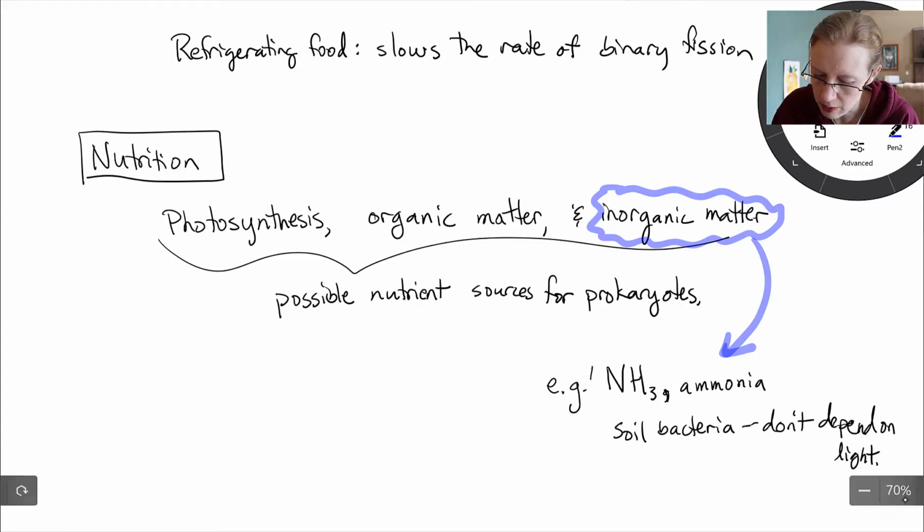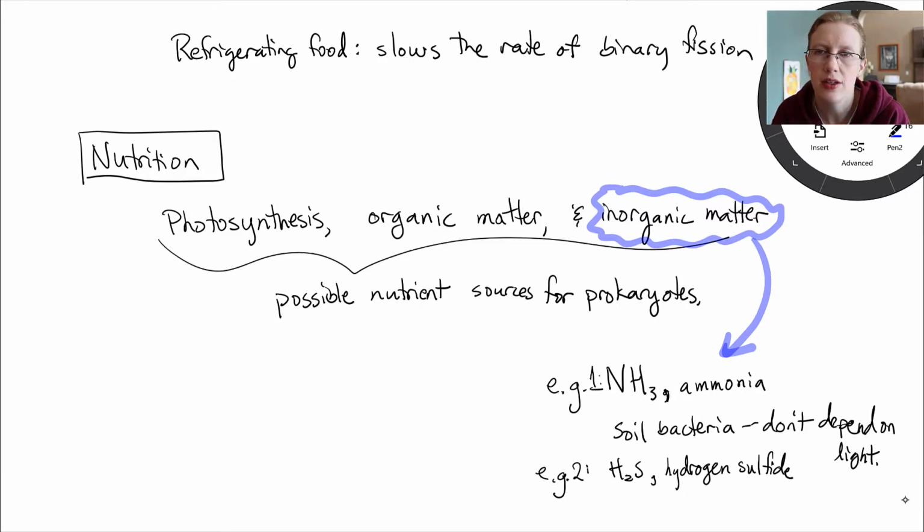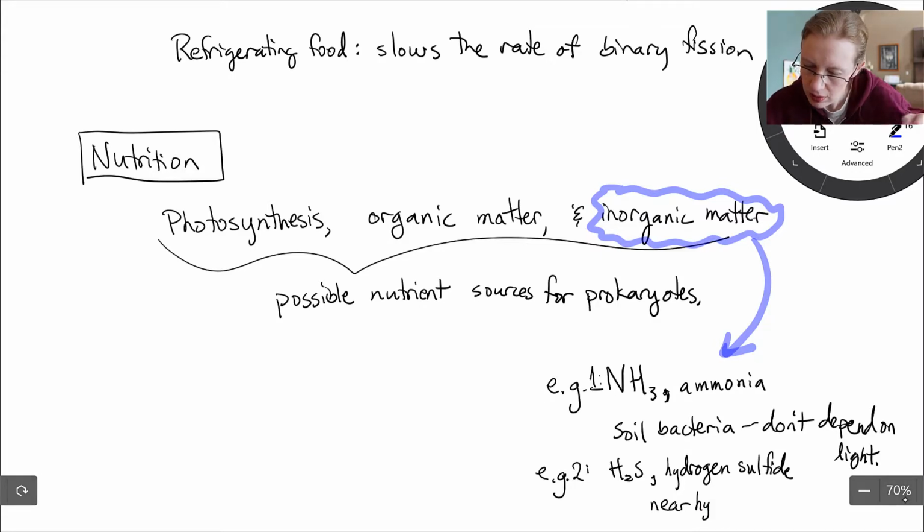Another example, let's call this example number 1, and then example number 2. Another good example of inorganic material that prokaryotes can use is hydrogen sulfide, H2S. This is something that exists near hydrothermal vents at the bottom of the ocean. And again, there are prokaryotes that live at the hydrothermal vents, a mile down under the sea, and they support animal communities in those habitats. So hydrogen sulfide would be an inorganic material that prokaryotes use near hydrothermal vents.